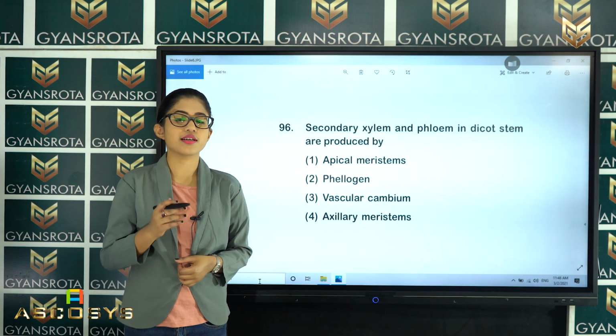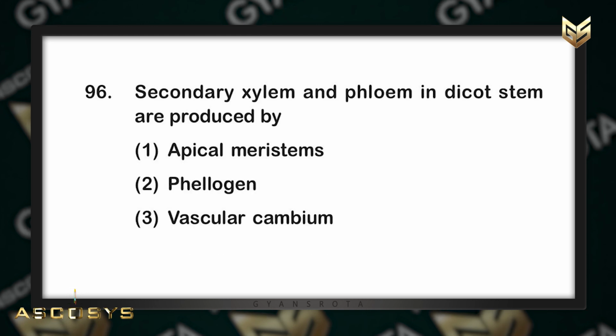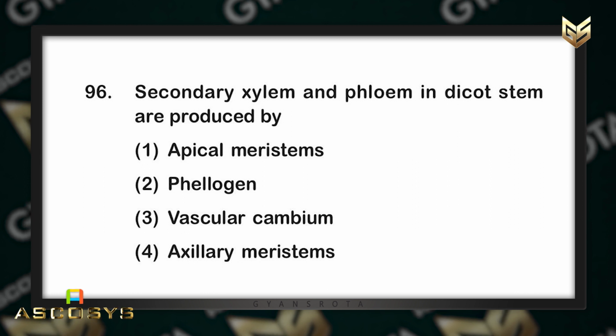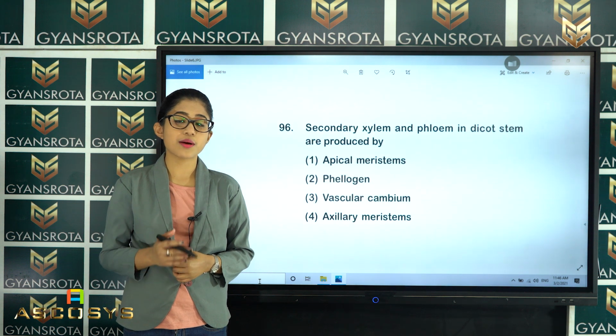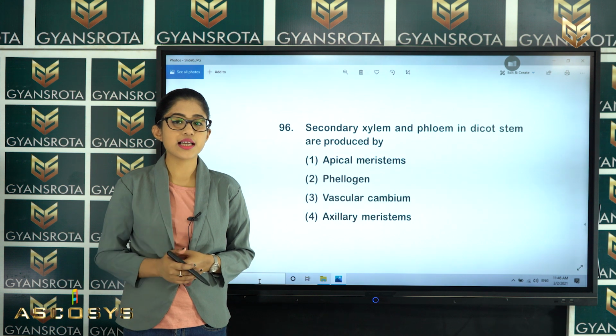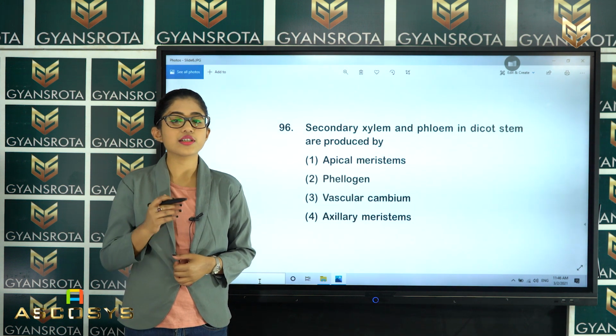In the next question, as you can see here, question number 96, secondary xylem and phloem in dicot stem are produced by apical meristem, phellogen, vascular cambium or axillary meristems. So, this question comes from the chapter Anatomy of the Flowering Plants. There we have discussed that the secondary xylem and phloem in the dicot stem take place by the vascular cambium.